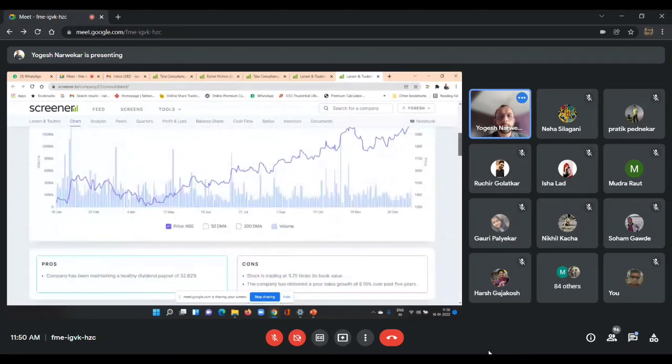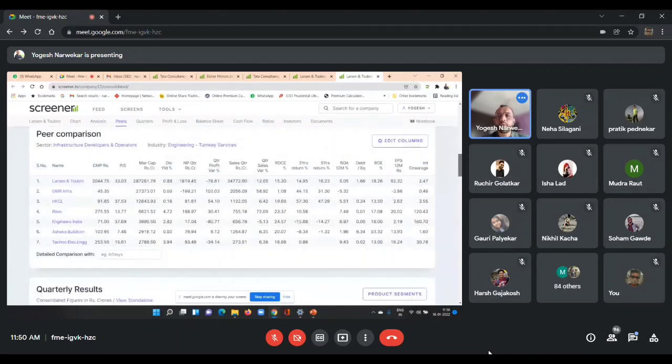If you see return on equity, first we saw return on capital employed. For L&T, return on capital employed was 15.3%, and return on equity for L&T is 19.26%. Just go down and see Ashoka Buildcon, where their return on capital employed was 20, but suddenly their return on equity has increased to 53. It means they are giving more return on equity. It means Ashoka Buildcon is better than L&T in terms of financials. Can we conclude that? Maybe not.